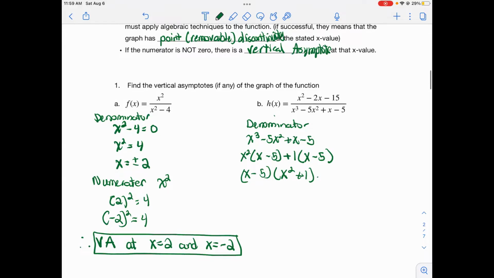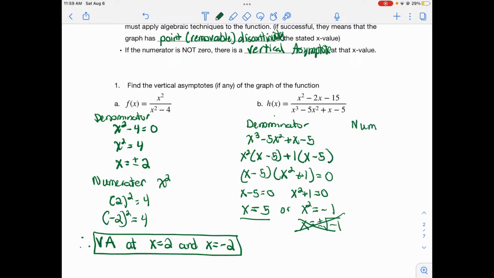So I need to set that equal to 0. So x minus 5 equals 0, or x squared plus 1 equals 0. So x equals 5, or x squared equals negative 1. x is equal to plus or minus the square root of negative 1. Well, the square root of negative 1 is i, which is not a real number, and by definition, our answers have to be real numbers, so this one gets thrown out. So x equals 5 is our only possibility for a vertical asymptote.